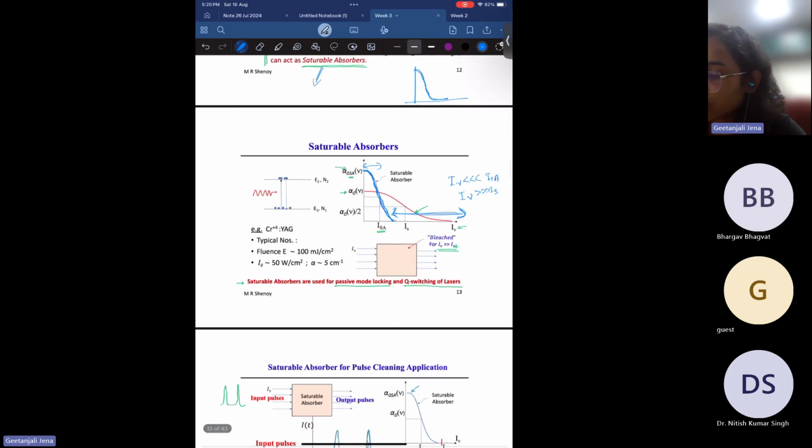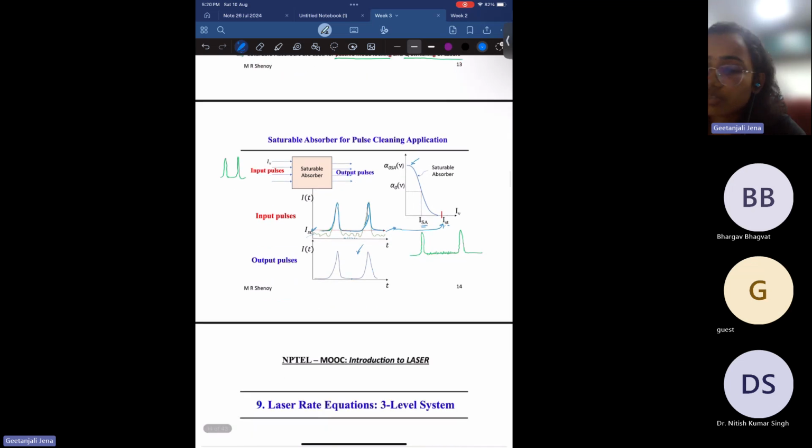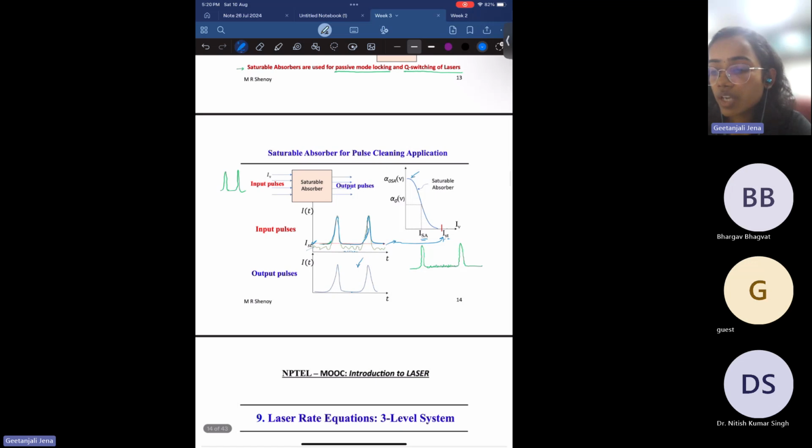So what is the application? The application is that we can use it for pulse cleaning. Let's say we have a system. Generally we assume that the incoming pulse is clean, but in reality it is not. There are noises in the pulse, and for particular applications, these noises are really detrimental. So how can we remove the noises? You can remove the noises by using the saturable absorber.